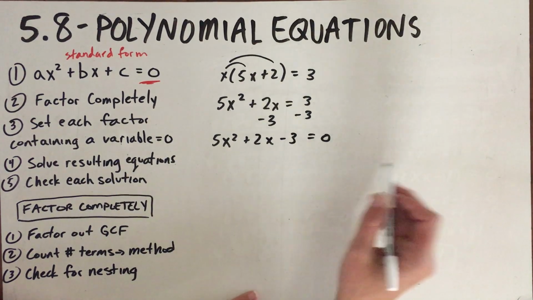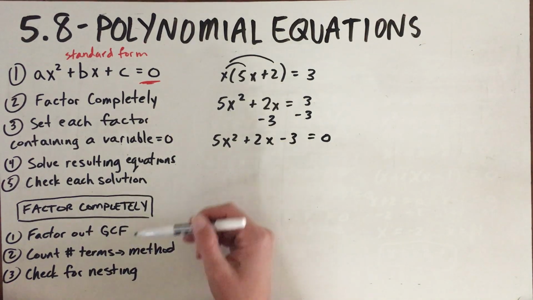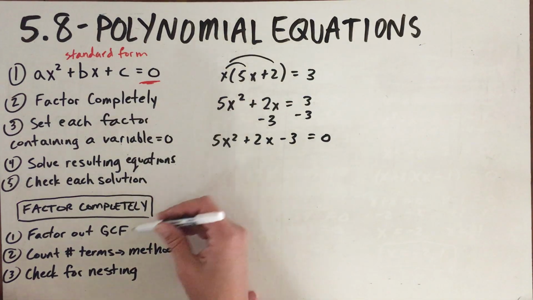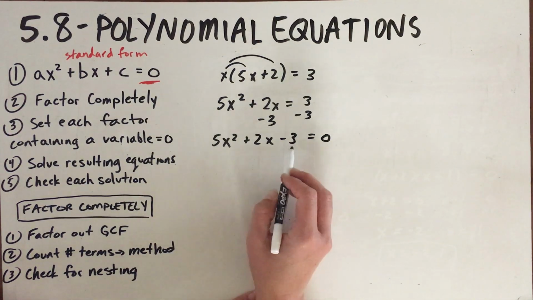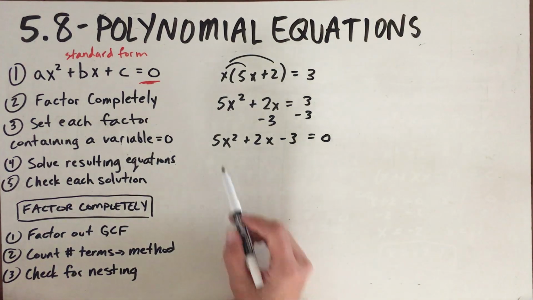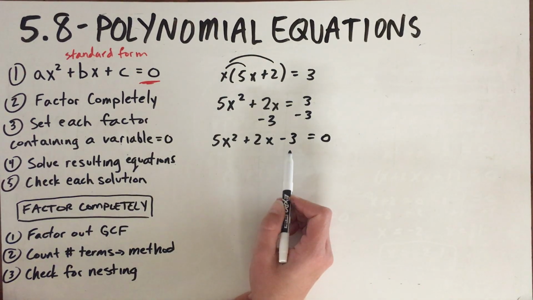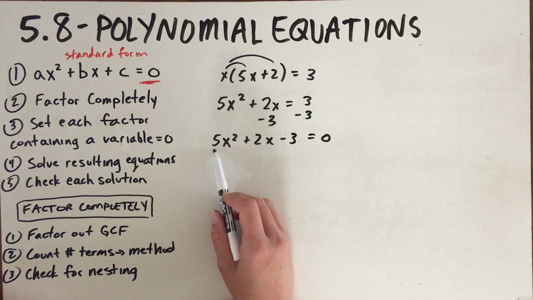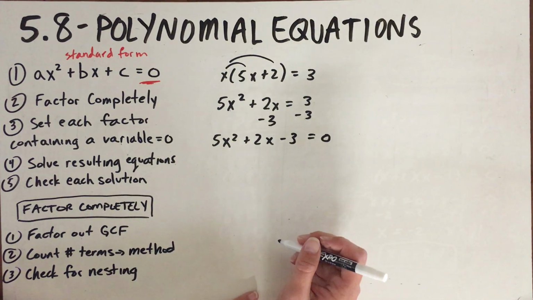All right, so now I'm going to look and say, factor completely. Is there a GCF? 5, 2, and 3 do not have a GCF. There's no x's all along here. So now I'm going to count the number of terms. I've got 1, 2, 3 terms. That tells me that I have a trinomial with a coefficient greater than 1. I'm going to use synthetic factoring.